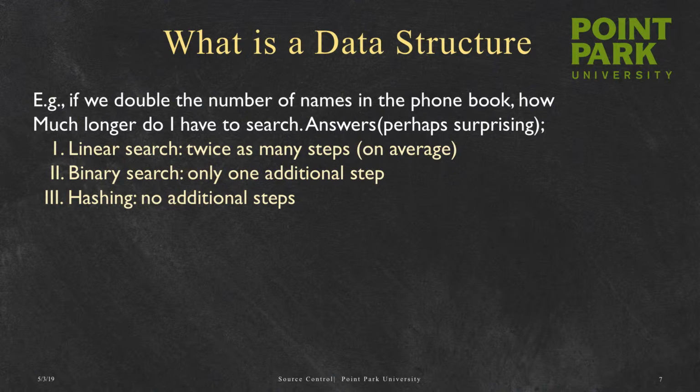If you have the binary search, it's only using one additional step. So the binary search is quicker, and then hashing has no additional steps. So you want to go with the quickest route versus kind of putzing around. That's what's important.